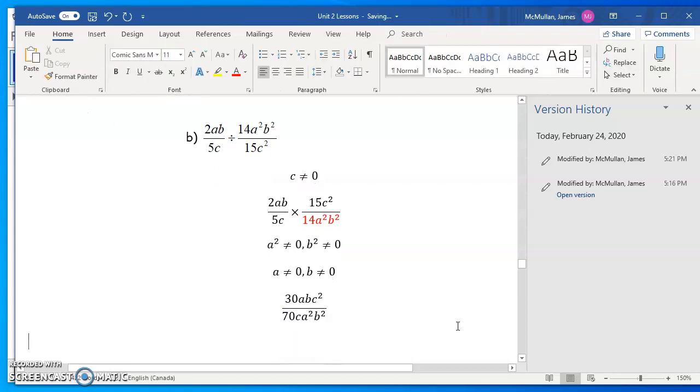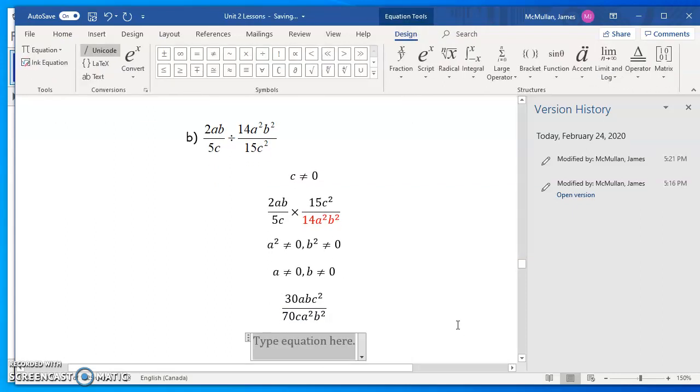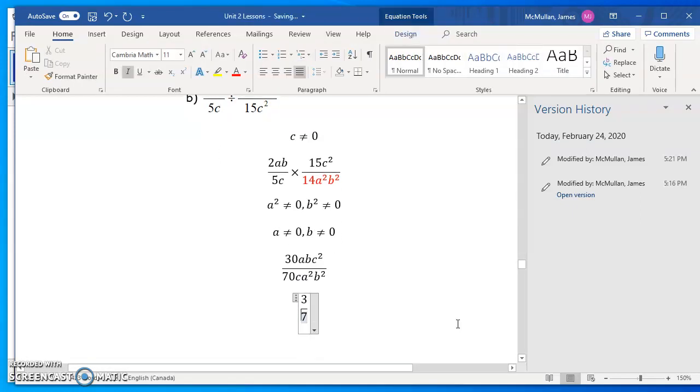Now once again, I am looking for common factors. I can divide the top and bottom by 10. I get 3 over 7. I can divide the top and bottom by a, which leaves an a on the bottom. I can divide the top and bottom by b, and now b is just left on the bottom. I can divide the top and bottom by c, and c is left on the top, because there are 2 c's on the top and only 1 c on the bottom. So your final answer is here.